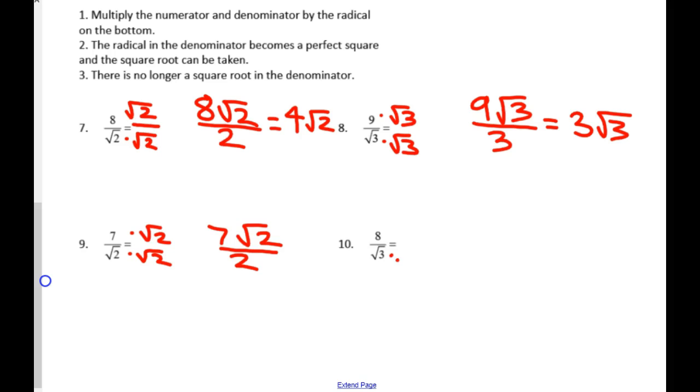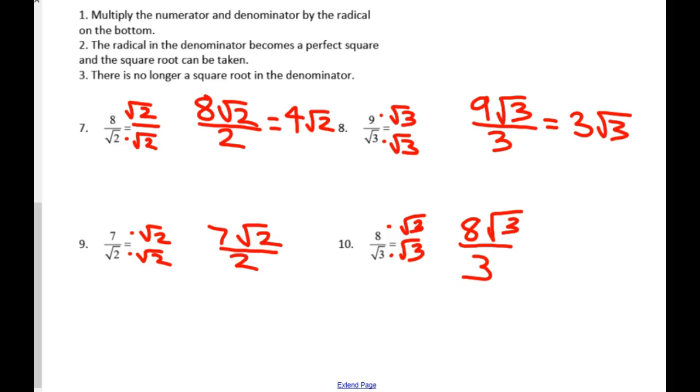And then last but not least, square root of 3, square root of 3. 8 times the square root of 3 is 8 square root of 3. On the bottom, square root of 3 times square root of 3 removes the square root. It's just 3. And we can't reduce 8 over 3, okay?